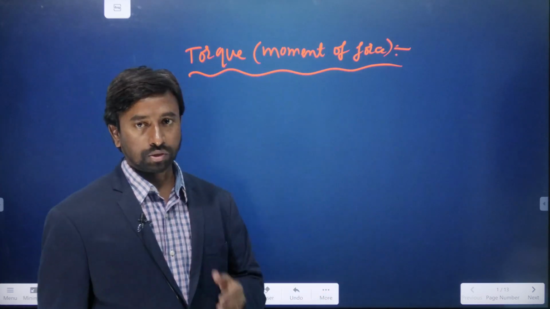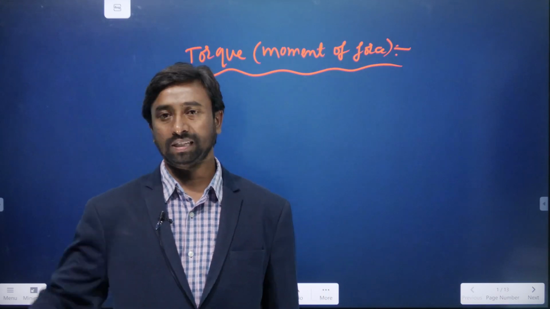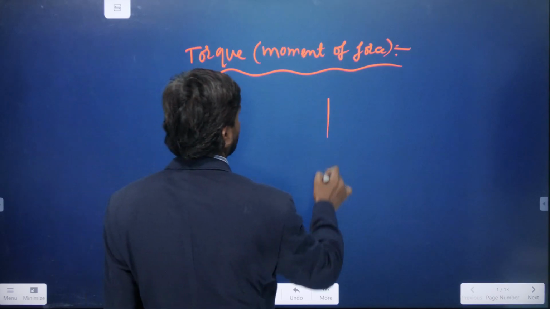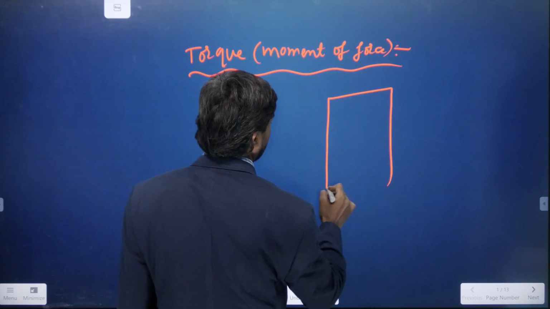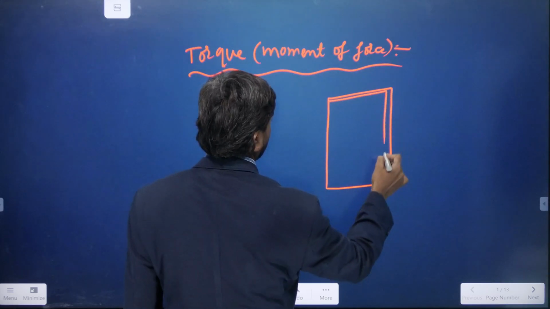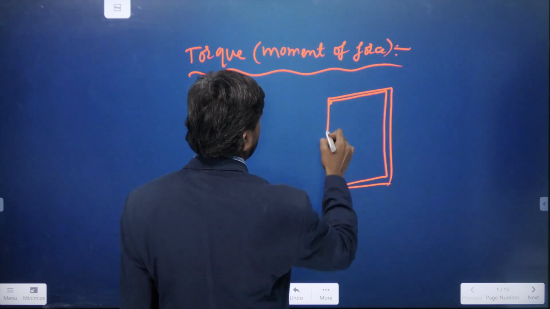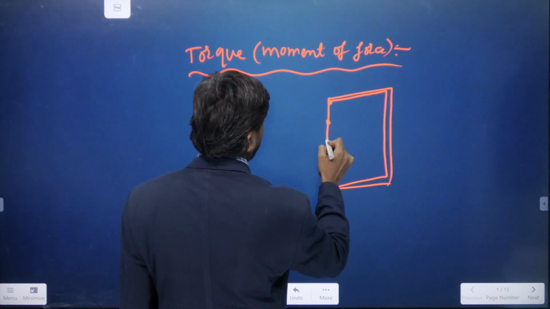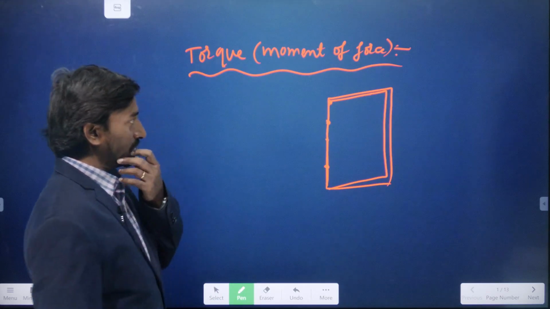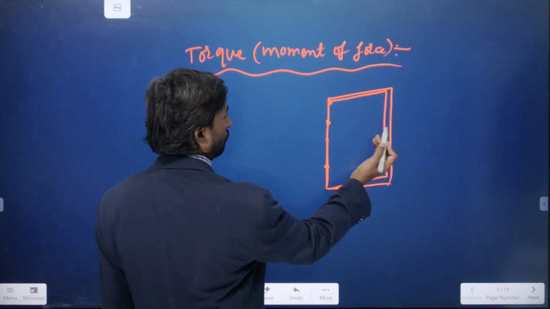So what is this torque? Moment of force. The force we apply and the door will rotate about the hinges. For a door there are hinges, like this, suppose it is a door. Here the hinges are there like this, at the top and bottom, even in the middle also. About these hinges the door will be opened and closed.